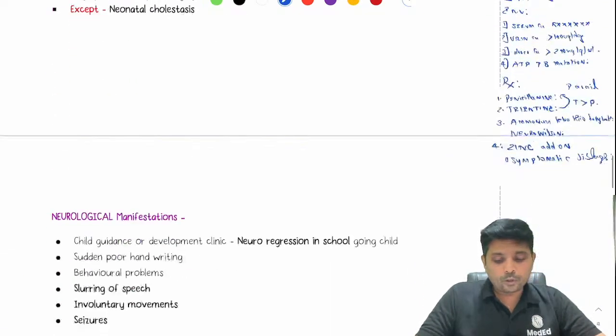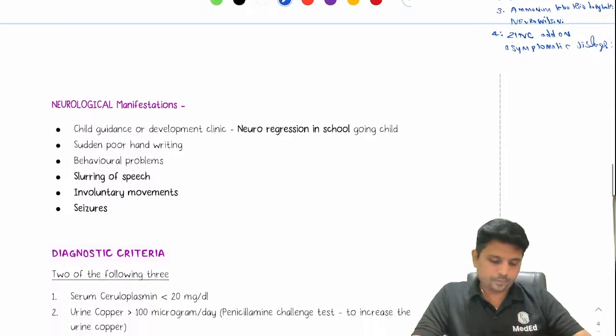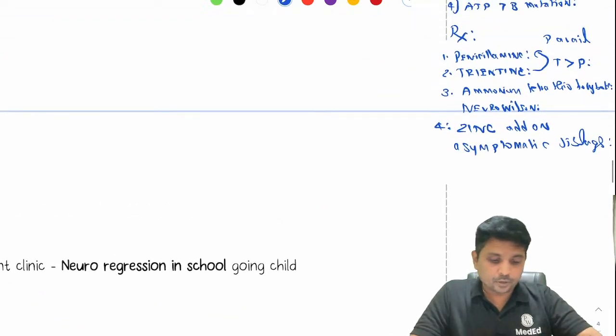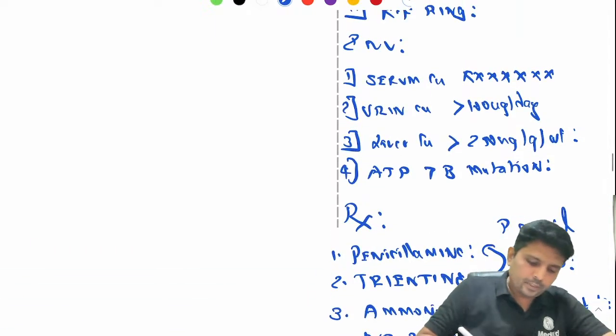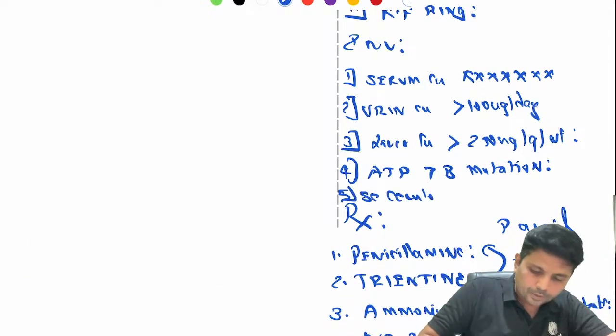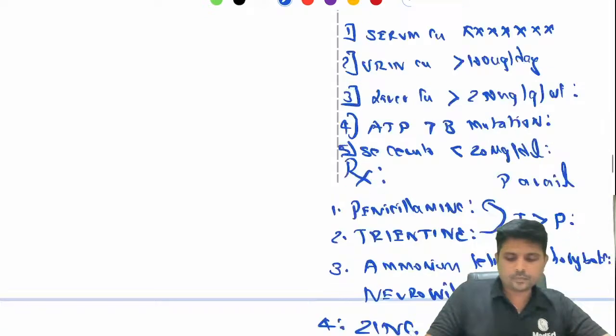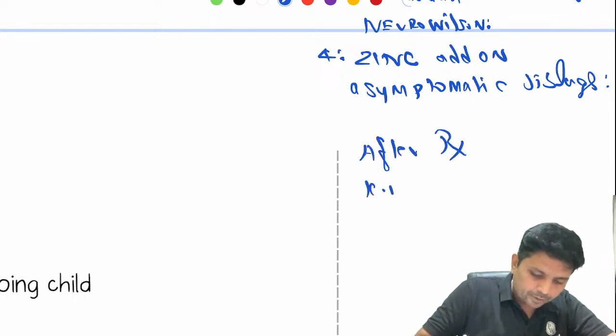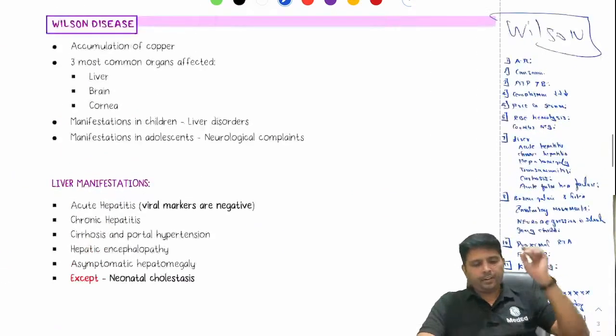And one more question they will ask you. Serum ceruloplasmin less than 50 milligram per deciliter. Remember, after treatment, KF ring will disappear. That's all. KF ring will disappear.